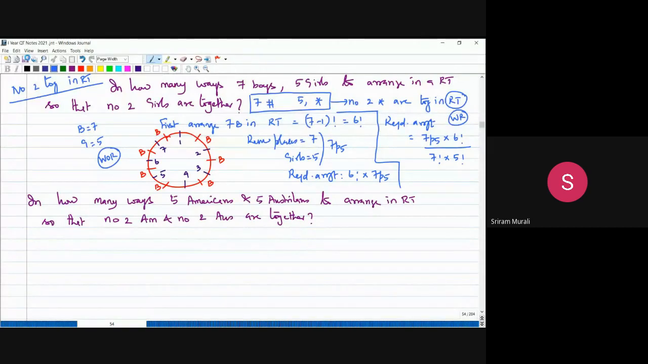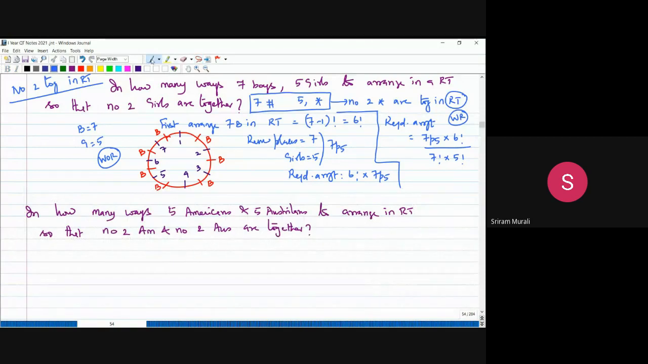If you have any queries, tell me. The next question is no two Americans and no two Australians together. Here the strength is equal. How many Americans are there? 5. How many Australians are there? 5.